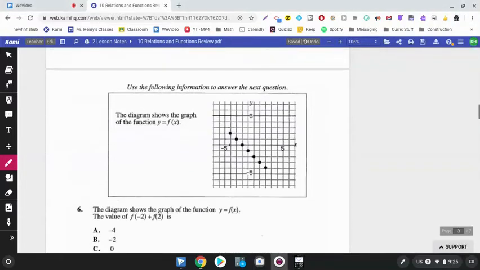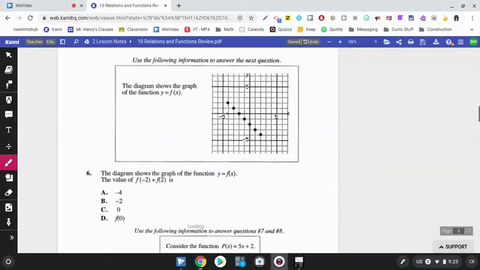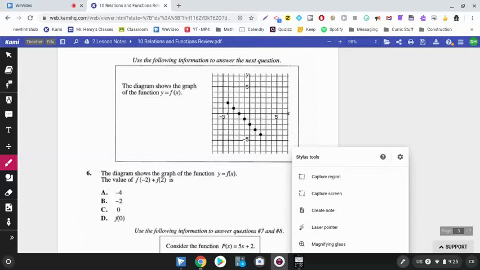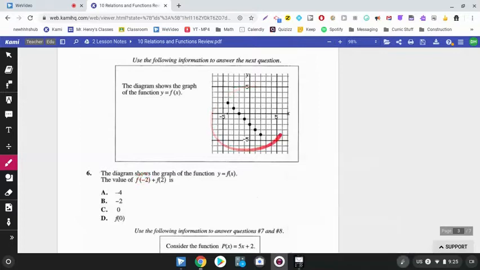Moving on. Number 6. It says the diagram shows the function y equals f of x. Okay, great. The diagram shows a graph. Yeah, it said it again. Okay. The value of f at -2 plus f at 2 is. Well, what this means is I got to go to my function and find f of -2, go to the function, find f of 2, and then I'll add those values together.